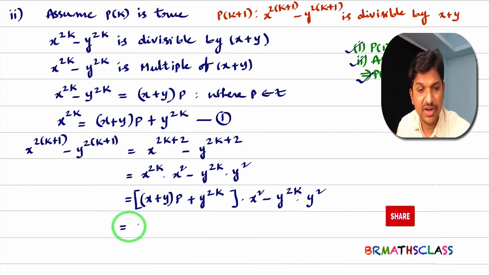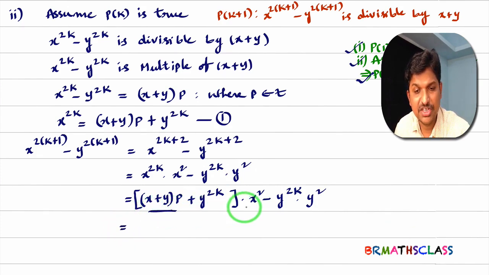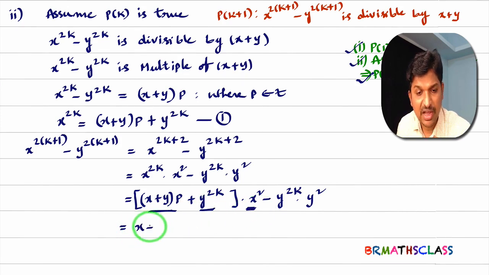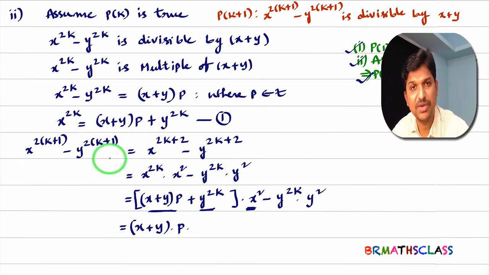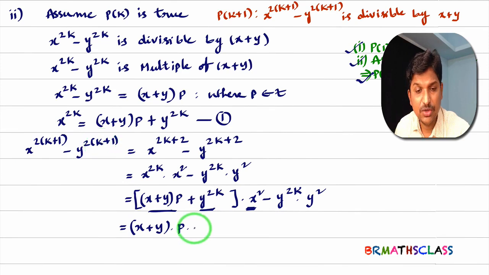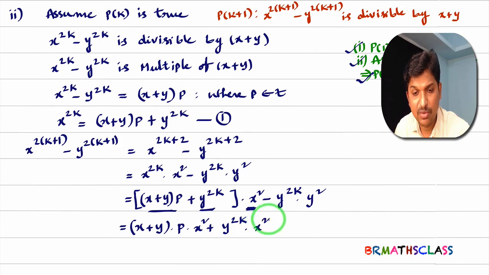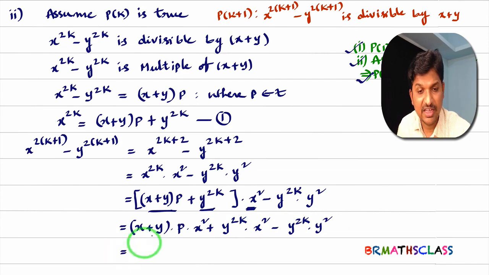Okay, let's simplify further. You multiply this expression into x square plus this expression into x square. Okay, start multiplying. I do not want to disturb this x plus y. I'll keep x plus y as it is because I am trying to prove that this is a multiple of x plus y. If this is a multiple of x plus y, then only I can say that this is divisible by x plus y. That equals, I'll write this first term as it is, x plus y into p into x square plus y power 2k into x square minus y power 2k into y square.